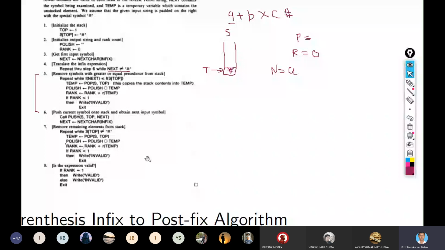So here, what is f of next? Next is a, so f of a equals 3, right? And f of top is equal to 0. So do I have f of next less than f of hash? Are you getting this? You have to apply the precedence function.